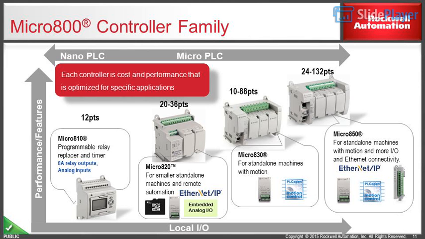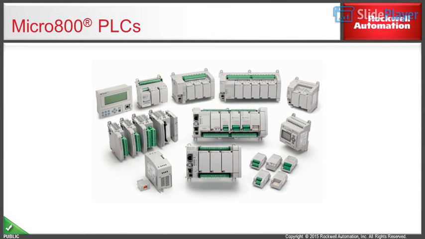Micro850, for standalone machines with motion and more I/O and Ethernet connectivity. Micro810, programmable relay replacer and timer, with 8A relay outputs and analog inputs. Micro830, for standalone machines with motion. Micro820, for smaller standalone machines and remote automation, with embedded analog I/O. Micro800 PLCs.